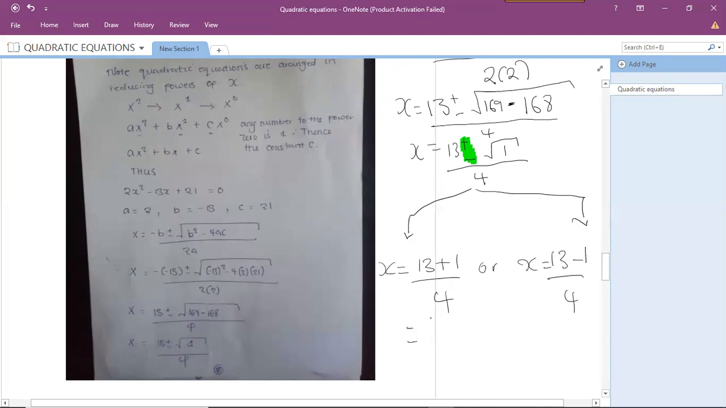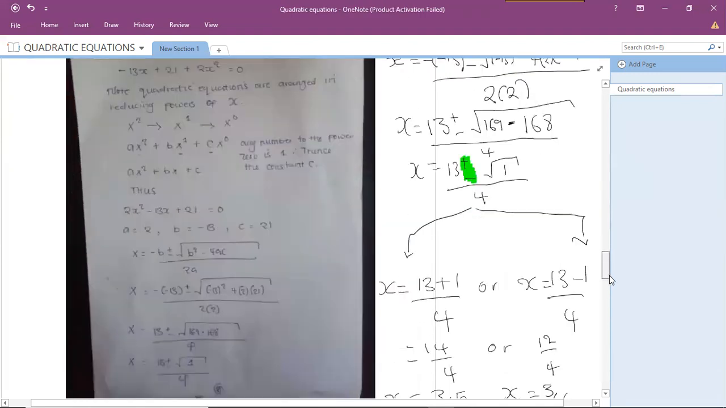Evaluating this, it will be 14 over 4 or 12 over 4, right? Yes, so use your calculator. Evaluate this fraction, 14 divided by 4. That gives 3.5. And then the other one, x is equal to 12 over 4, which is 3. So again, one variable has given us two answers. This is how you solve your quadratic equation.